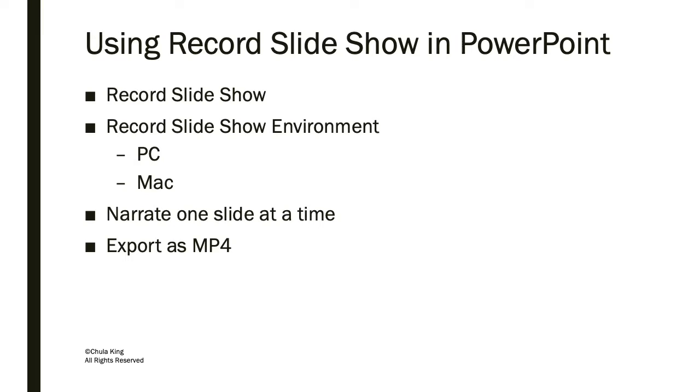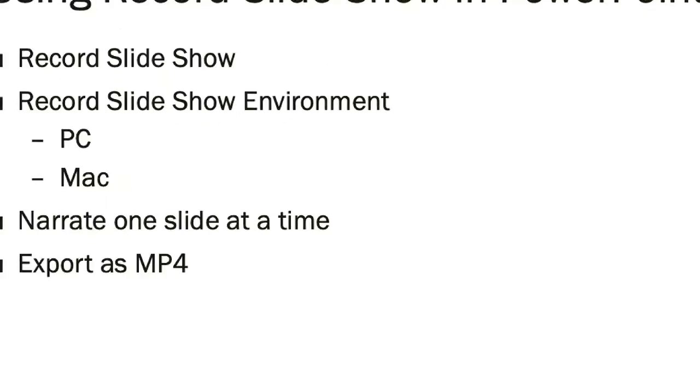If you make a mistake in the narration, you can re-record that slide as many times as necessary. Once you're satisfied with the narration on a slide, you move to the next slide and repeat the process. If after you've narrated all of the slides, you decide that you want to make a change in one or more of the slides, you can go back into the Record Slideshow environment and make whatever changes you desire. After you're satisfied with all of the narrations, you can export the PowerPoint as an MP4. Let me take you first into the PC environment and then the Mac environment to show you how this works.